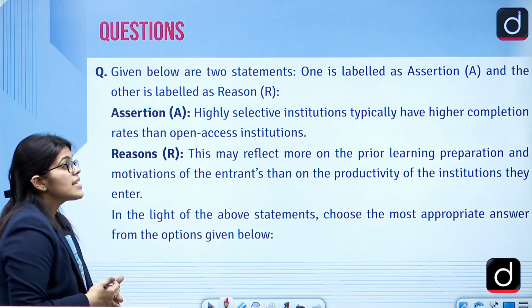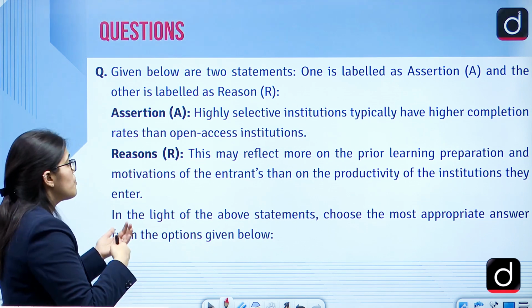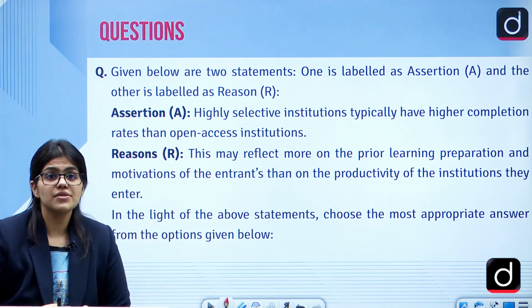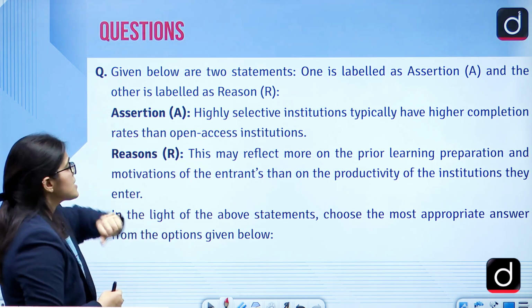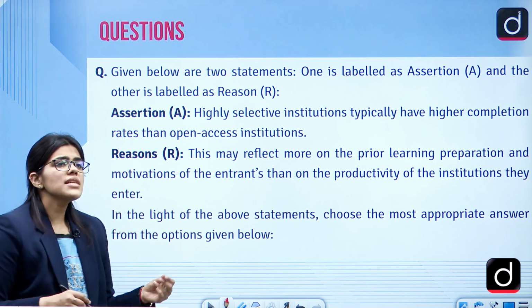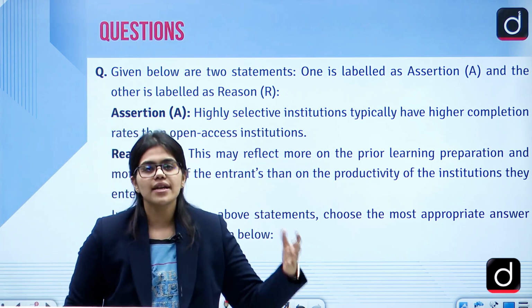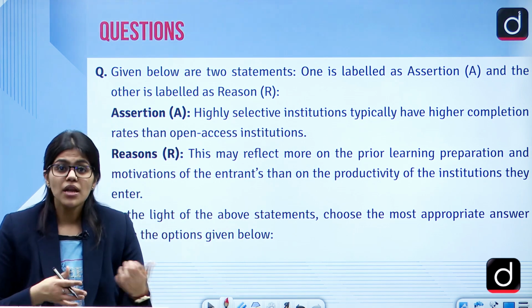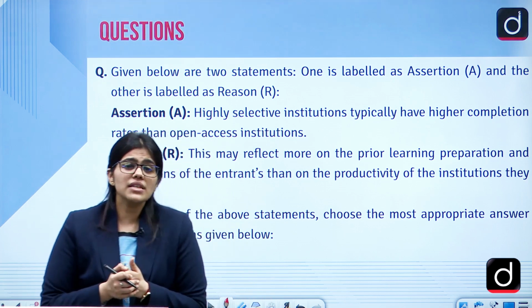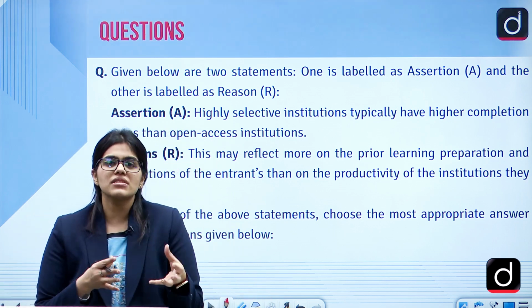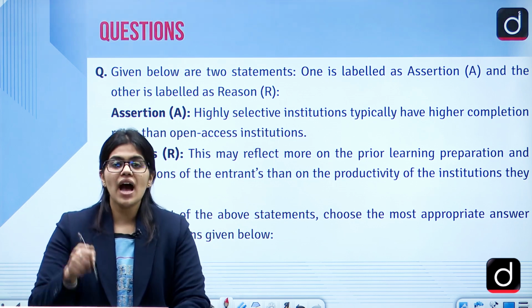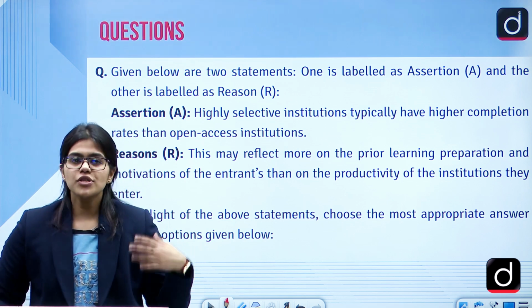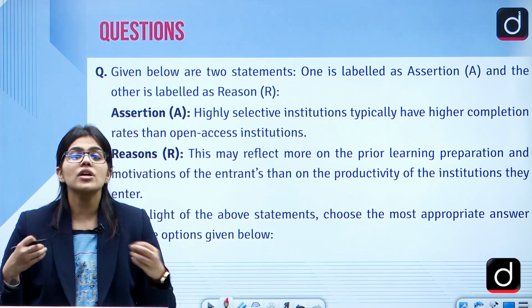This may reflect that there are some prior learning things as well, some motivations already available, and some productivity that is already seen in the institutes. So I would say that the assertion is correct and the reason is also correct. Now this is one type of question that is very direct, and also this is one thing that the students can get confused in, because it's an open-ended type of question. So these questions are like speed breakers, and in these questions you really have to just use your presence of mind and solve the questions, and you can come to the conclusion on your own.